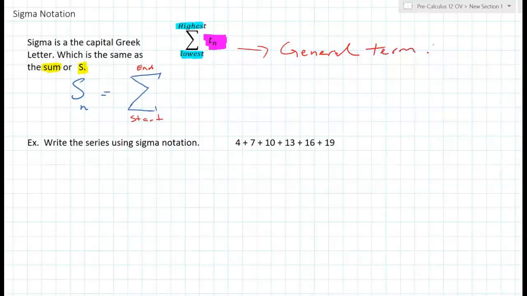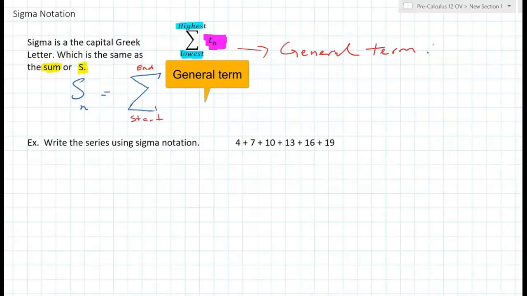Notice that I didn't say anything about being geometric or arithmetic. It doesn't have to be either one of those. But this is the basic notation that we call for the sum. It's called the sigma notation. Let's go through a couple of examples.